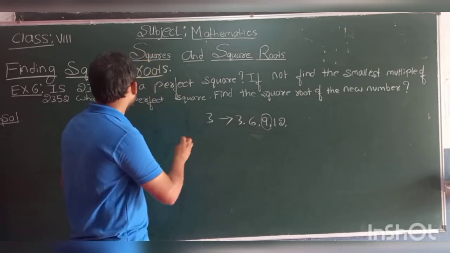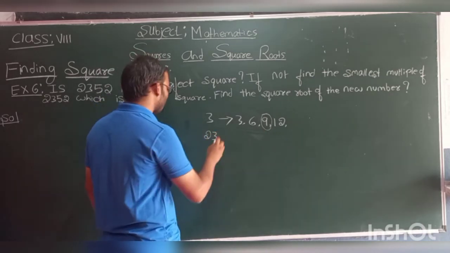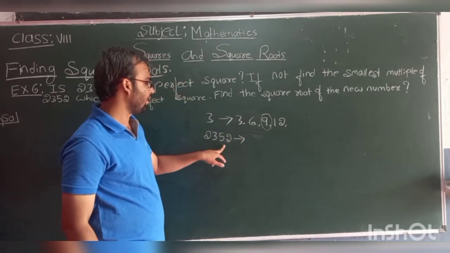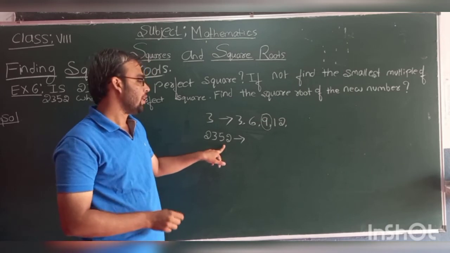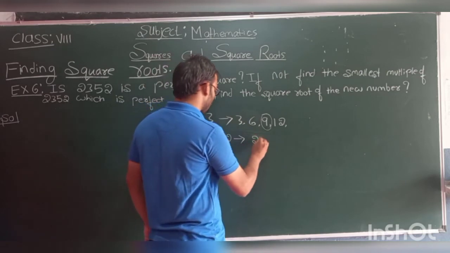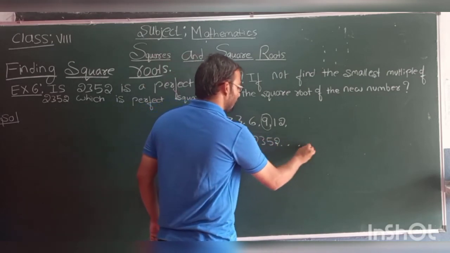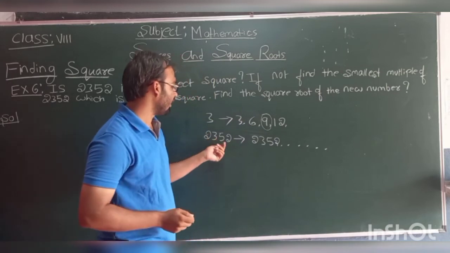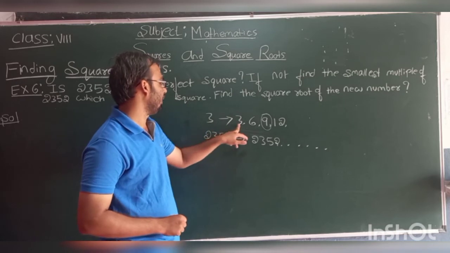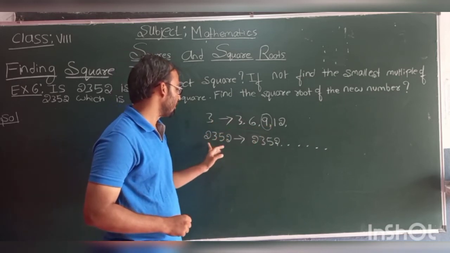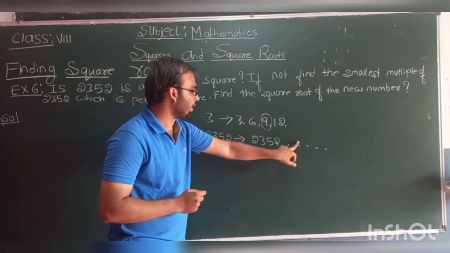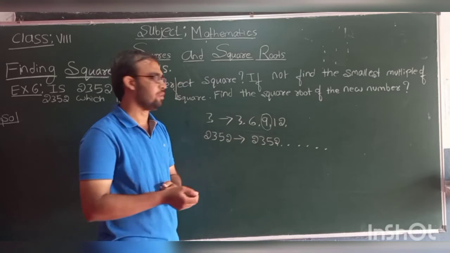Likewise, what we need to do is just check whether 2,352 is a perfect square or not. If it is not a perfect square, then we need to find the multiples of 2,352 which is a perfect square. Like 3 1s are 3, 3 2s are 6. In the same case, we need to check whether it is a perfect square or not. If it is not, we need to find the multiple which must be a perfect square.